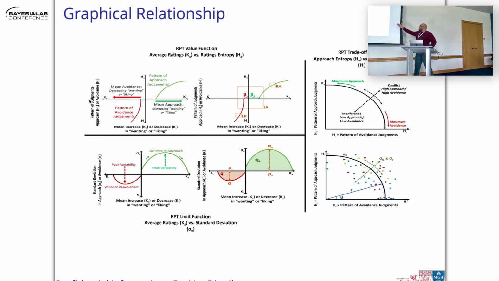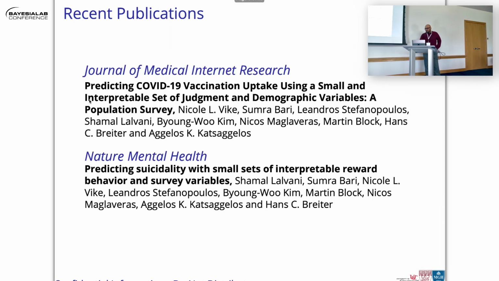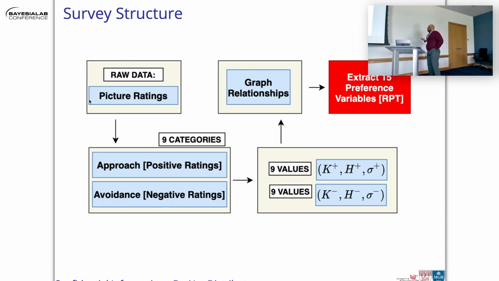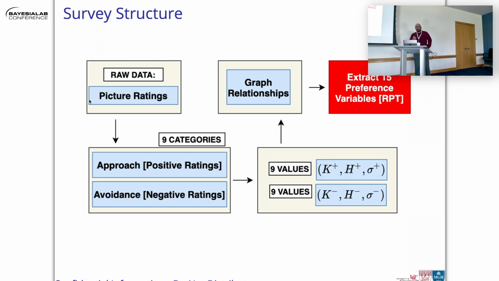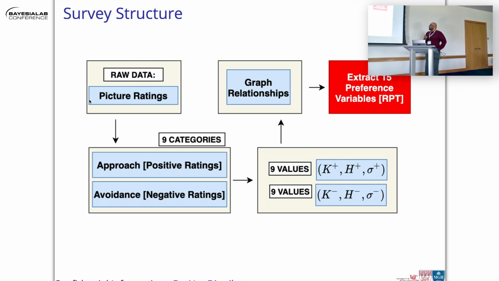So the value that you place on them is on the vertical axis, the y-axis, and the rating that you've given is on the x-axis. So this gives us 15 variables, as we've mentioned right here. It gives us 15 preference variables which reasonably govern the behavior of people.